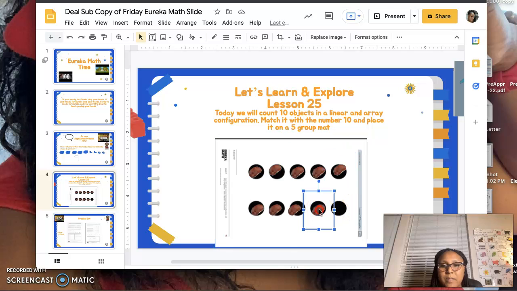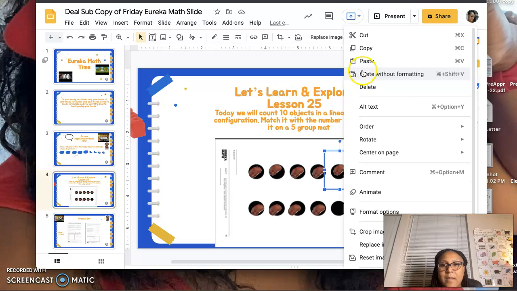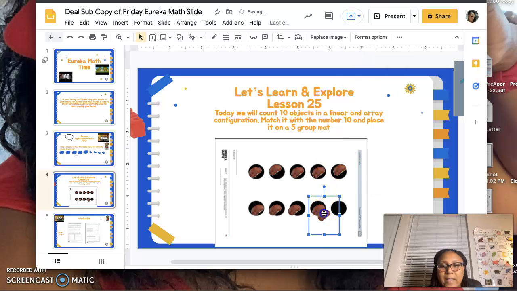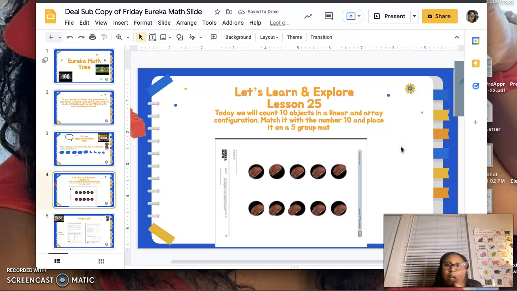And I need to put another bean, paste it. There it is. Voila. My mat is all filled up. I have 10 beans, 5 at the top and 5 at the bottom. I have 2 groups of 5. 2 groups of 5 beans, 5 at the top, 5 at the bottom, which gives me a total of 10 beans.